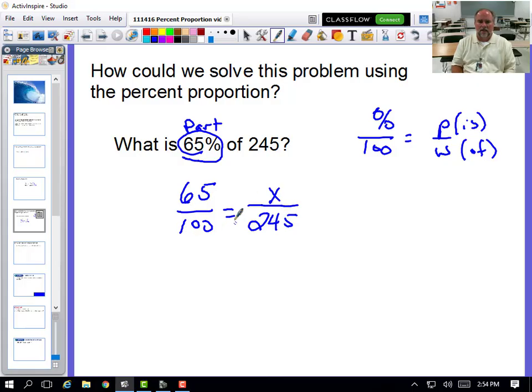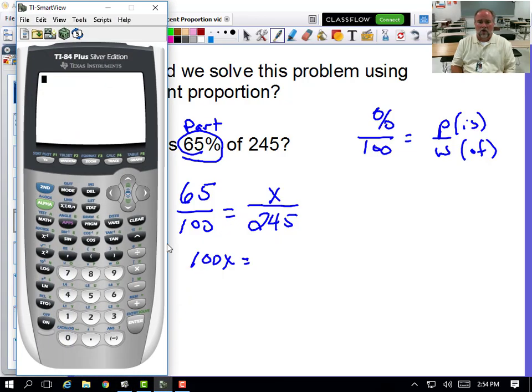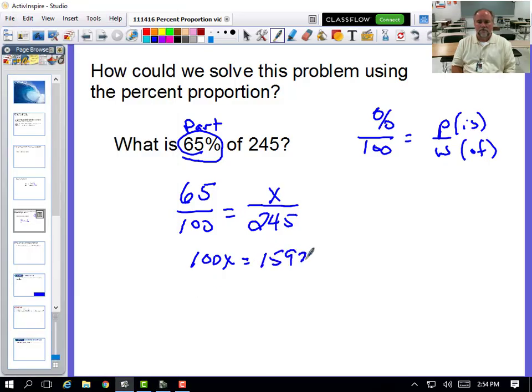So now once we have this set up, we cross multiply and divide. Okay? So we would multiply 100 times x to get 100x. We would multiply 245 times 65. Well, that's kind of a big number, so I'm going to go to my calculator and multiply that out. 245 times 65 gives you 15,925. Now we divide both sides by 100. And we end up with x equaling.